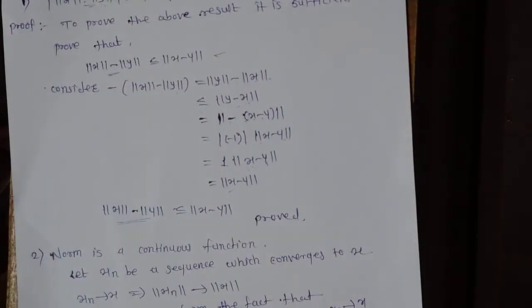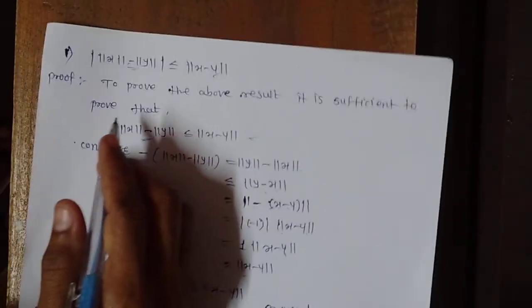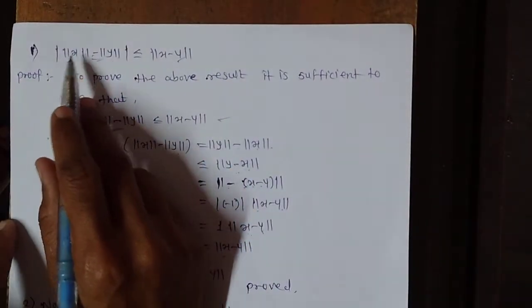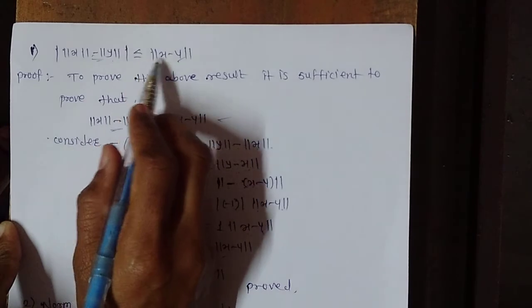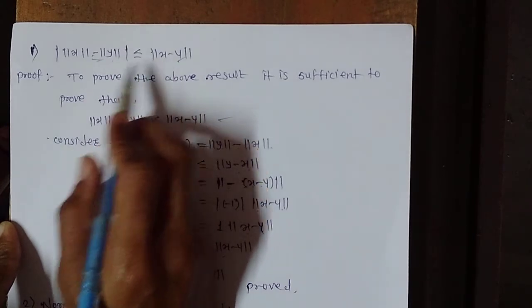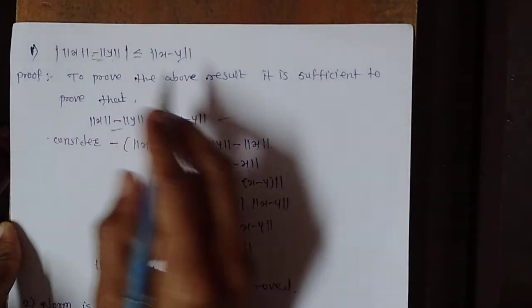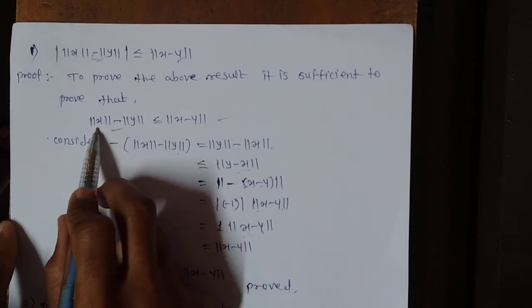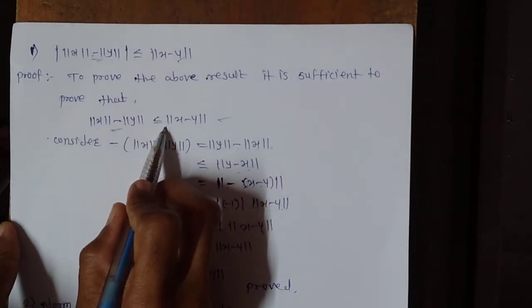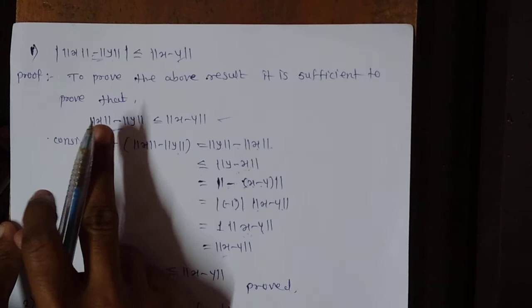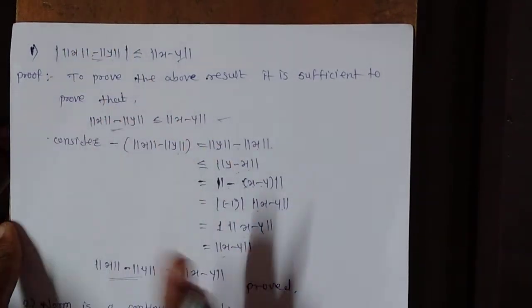The first result is: modulus of norm of x minus norm of y is less than or equal to norm of x minus y. To prove this result, it is sufficient to prove that norm of x minus norm of y is less than or equal to norm of x minus y. That means this and this are the same.